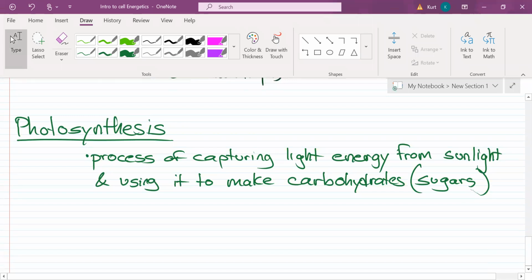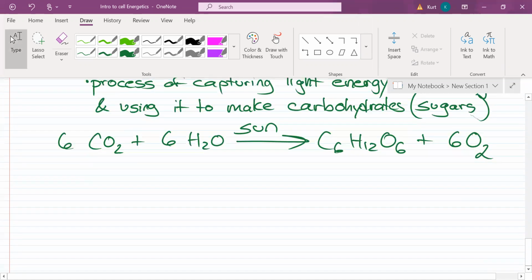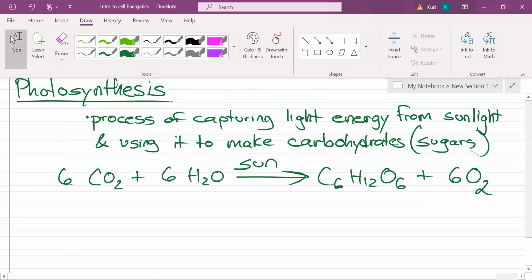Good. The chemical equation for photosynthesis is 6 molecules of carbon dioxide react with 6 molecules of water to yield 1 molecule of glucose and 6 molecules of oxygen gas as a byproduct. And you need the sun in order to achieve this reaction, or just some very powerful form of light.